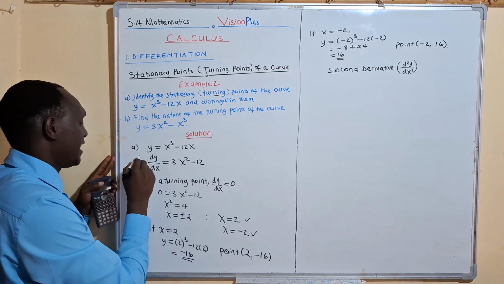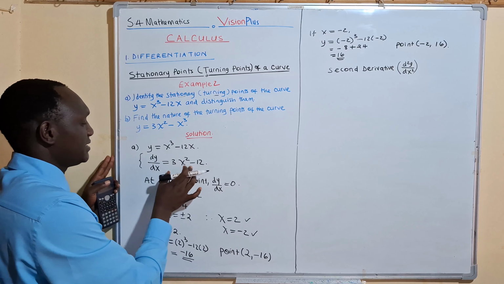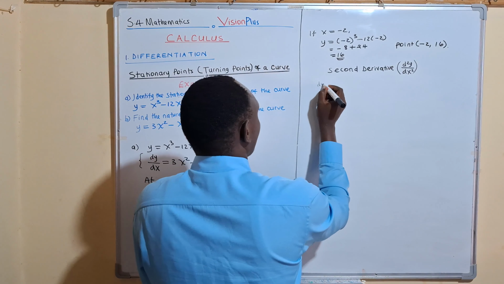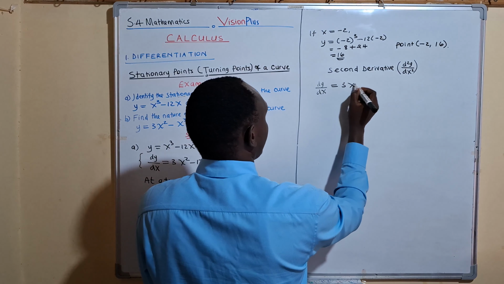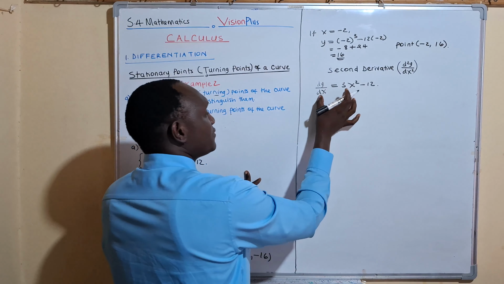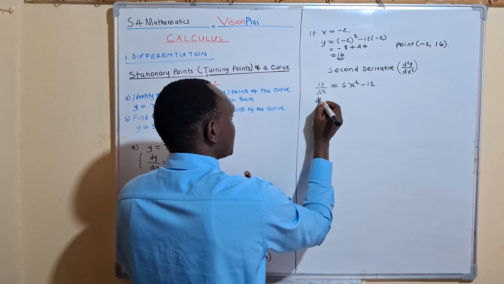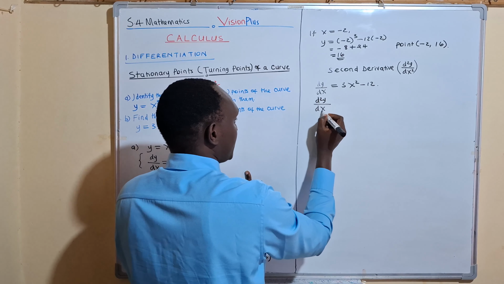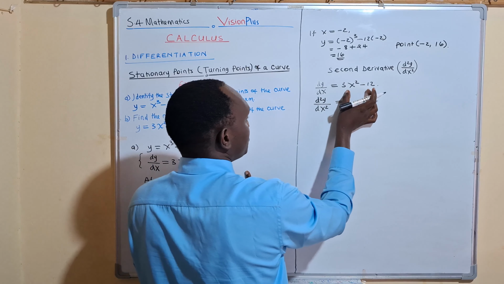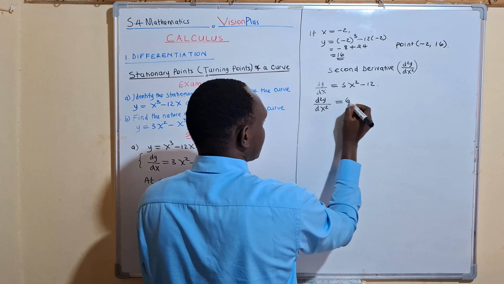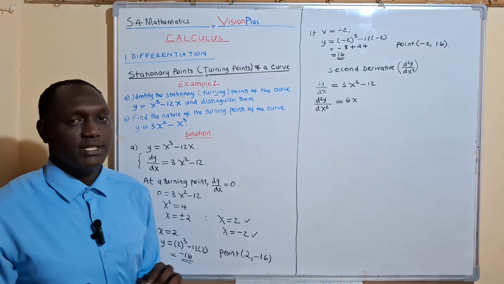You come back and differentiate again the gradient function of the curve. So this is the gradient function, dy dx, which is 3x squared minus 12. We differentiate this function for the second time so that we get the second derivative. That gives us d squared y dx squared equals 6x minus 0, because 12 is a constant. If you differentiate a constant, you get 0.